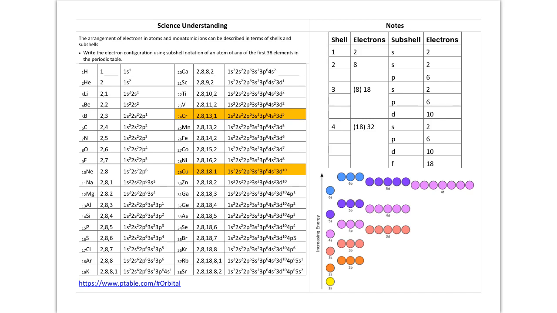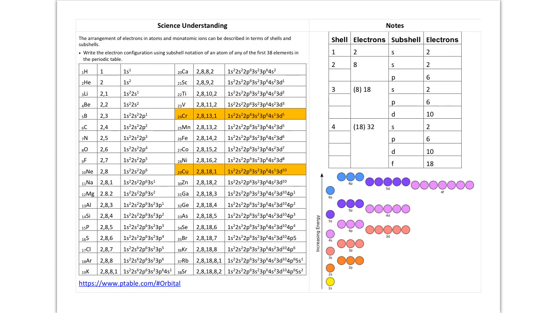However, what we need to be able to do this year is do what we call subshell notation. So, if you look over here, each of these shells has subshells. The first shell only has one subshell, the S subshell, that holds 2 electrons, which is how many electrons the first shell holds. The second shell holds 8 electrons, but it has 2 subshells, an S and a P subshell. The S holds 2, the P holds 6 to give a total of 8.